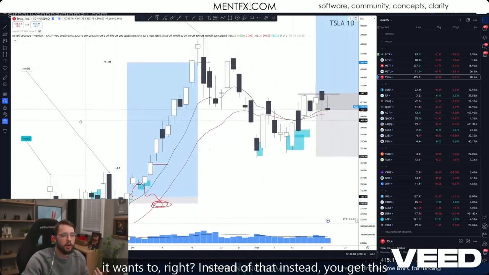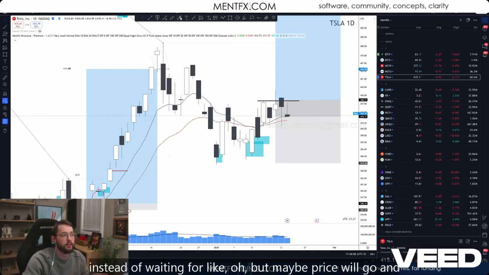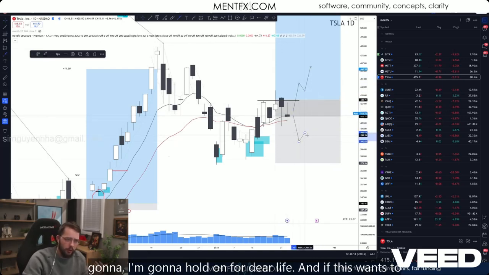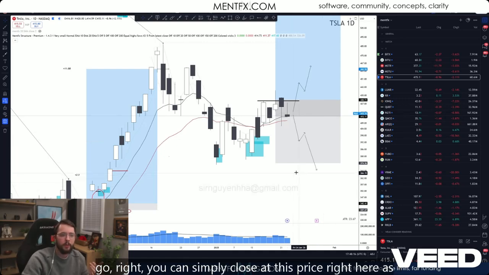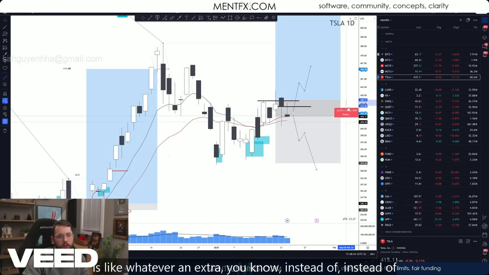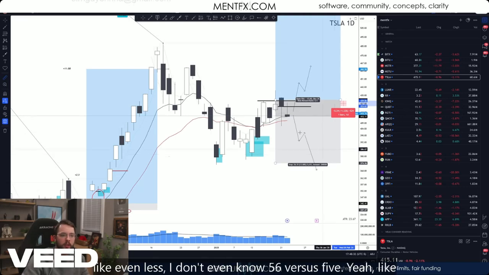Instead of that occurring, instead you get this kind of chop at the entry. So instead of waiting for, oh, but maybe price will go and then I can move to break even, or I'm going to hold on for dear life and hope this wants to go, you can simply close at this price right here as price closes on this candle. And yeah, the loss is, instead of 0 or -1, it's like minus 0.1 or minus 0.15 or even less.